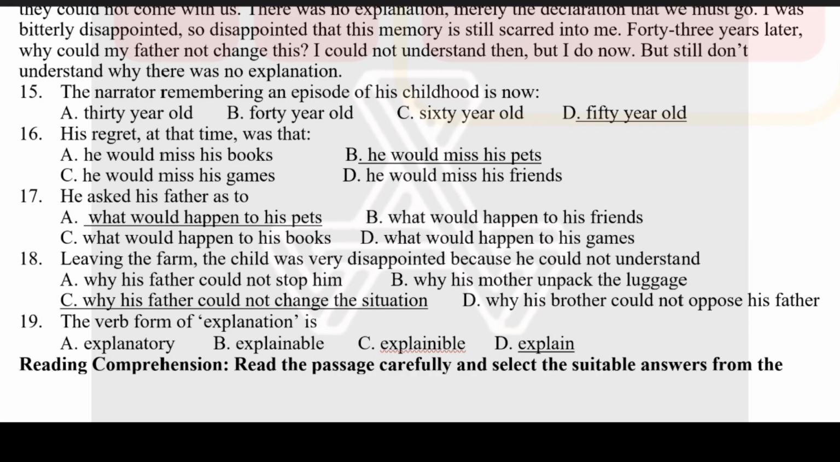The narrator, remembering an episode of his childhood, is now 50 years old. His regret at that time was that he would miss his pets. He asked his father as to what would happen to his pets. Leaving the farm, the child was very disappointed because he could not understand why his father could not change the situation. The verb form of explanation is explain.